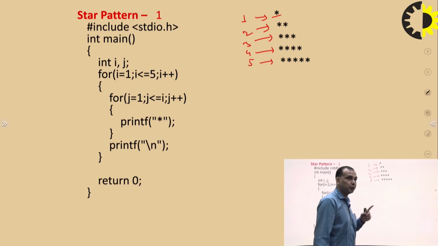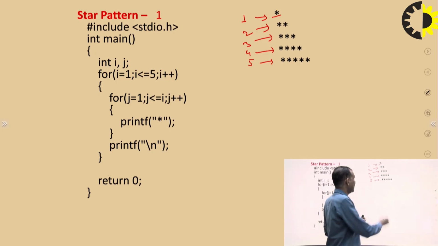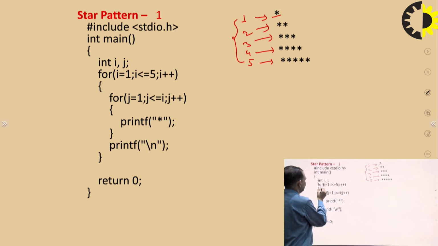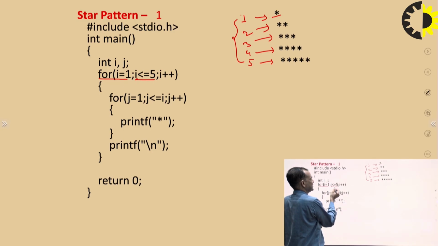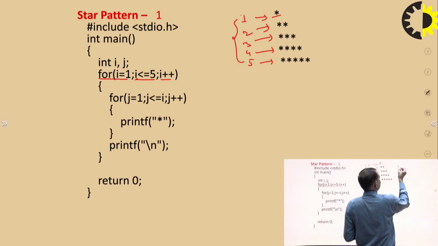So we have to create one loop for how many lines we have to print. Here we use a for loop with i equal to 1. How many lines do we need? 5 lines. So we apply i is less than or equal to 5 and i plus plus. Second, in each line, how many stars?